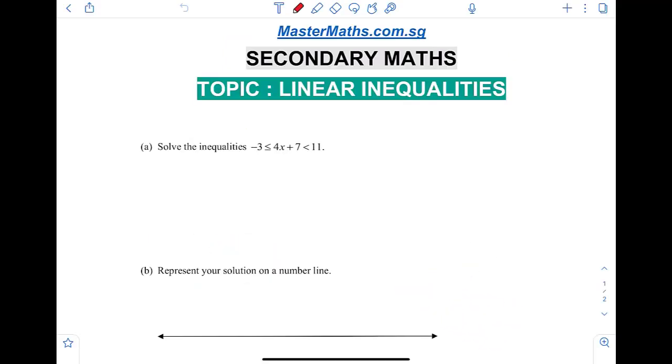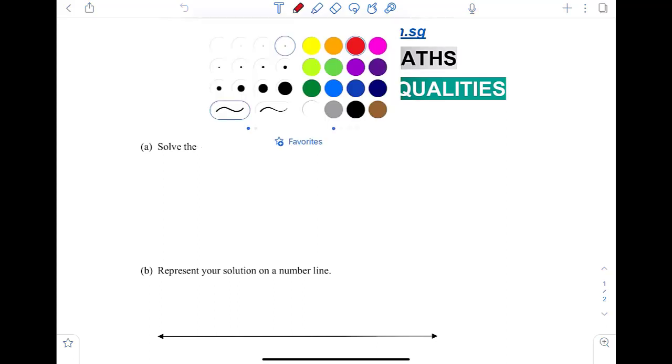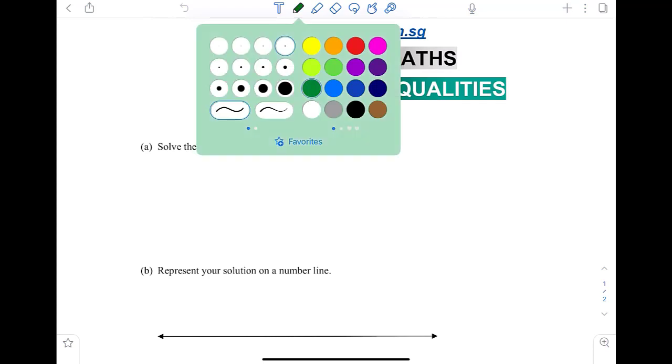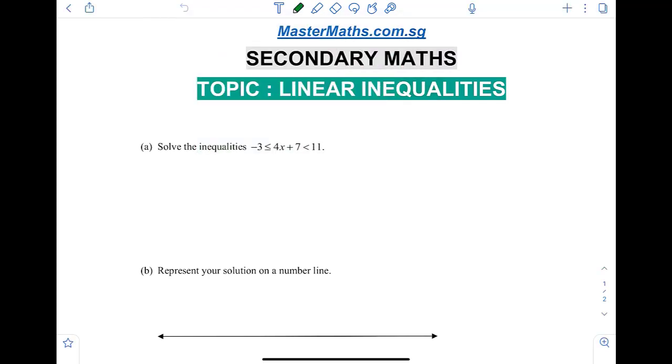Solve the inequality: negative 3 is less than or equal to 4x plus 7, which is less than 11. To do such two-part inequalities, you have to do it separately. So we'll do this part first: negative 3 less than or equal to 4x plus 7. And the other option must also be abided by: 4x plus 7 less than 11.